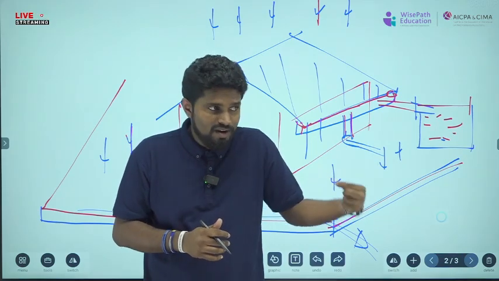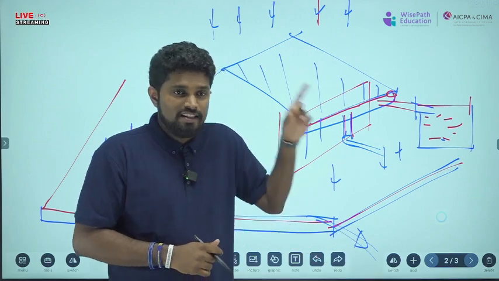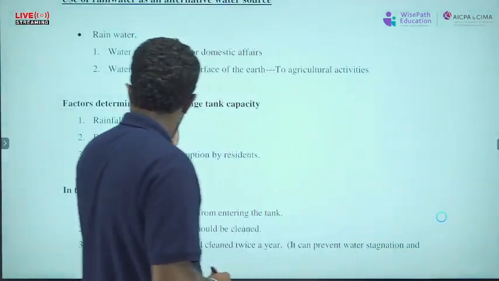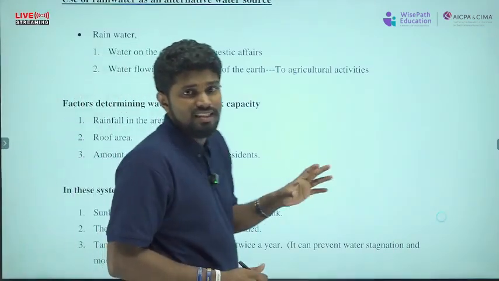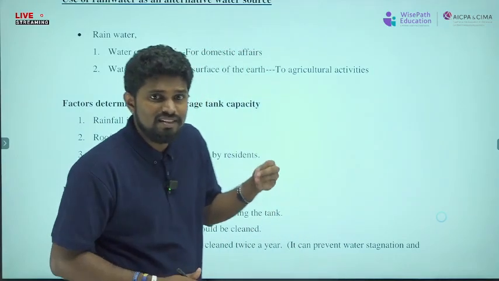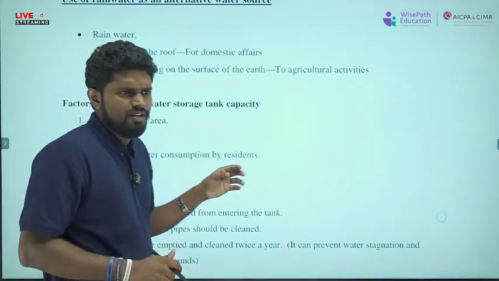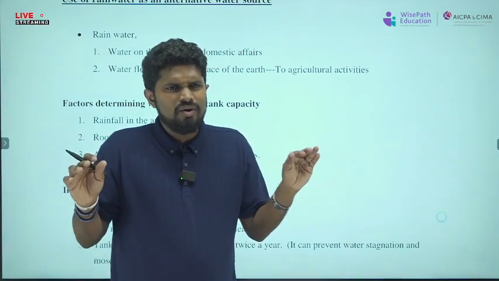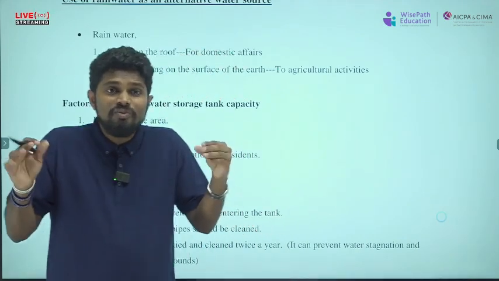What capacity should the water tank we install have? These are the points we have to consider. Clear? And rainfall in the area, how it rains in the relevant area, son. Then roof area. If you have more roof area, you can collect more water, no.